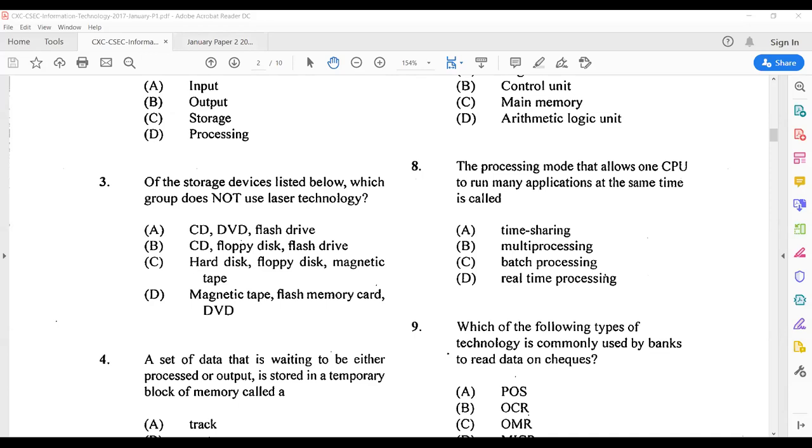Called D. Was that D? B. B, yeah, multiprocessing, right?